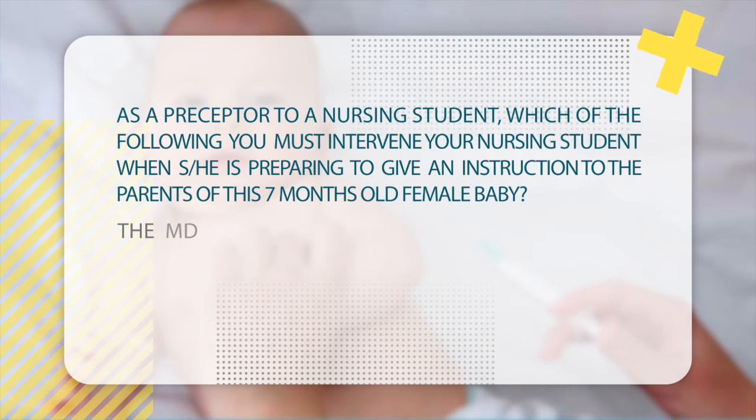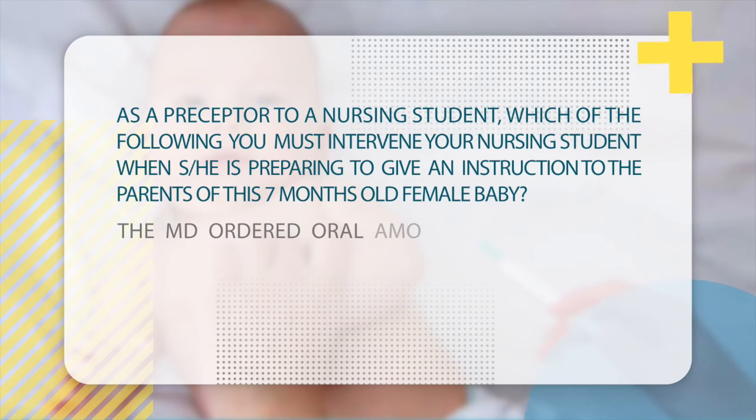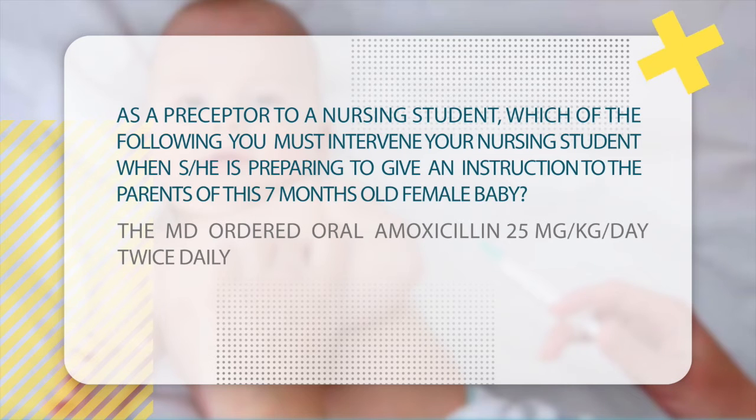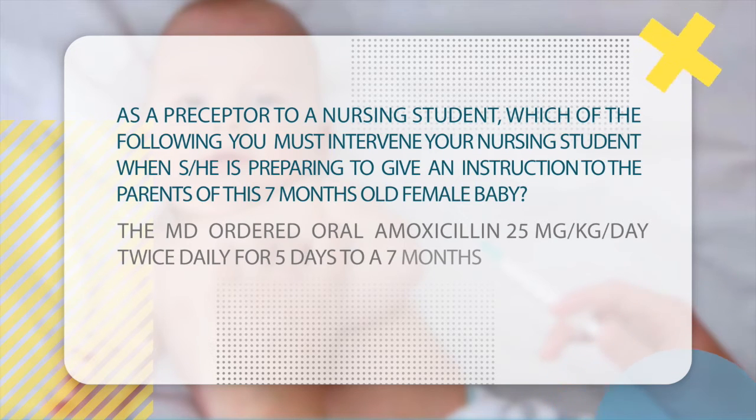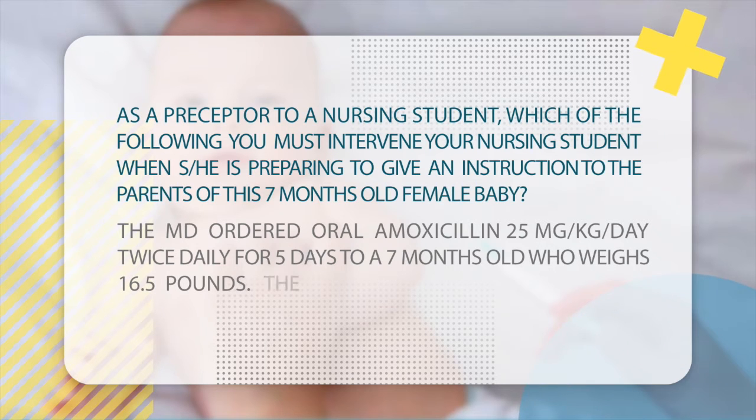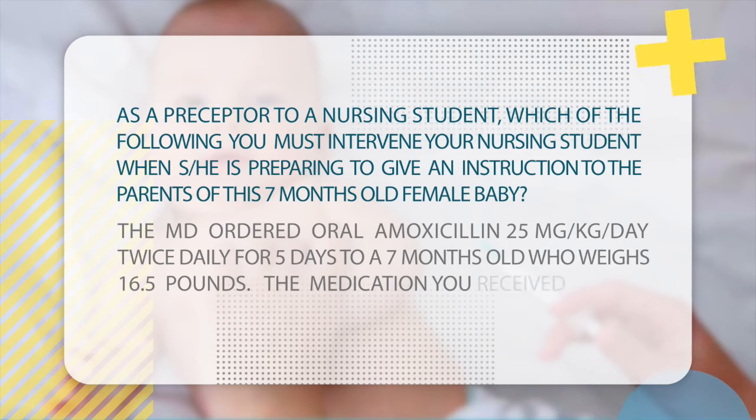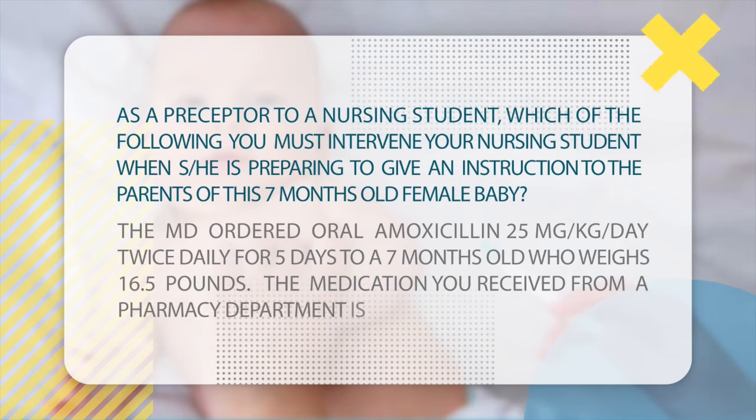The MD ordered oral amoxicillin 25 mg per kilo per day, twice daily for 5 days, for a 7-month-old who weighs 16.5 pounds. The medication you receive from the pharmacy department is 125 mg per 5 ml.